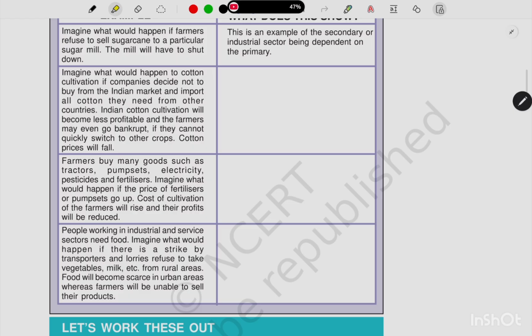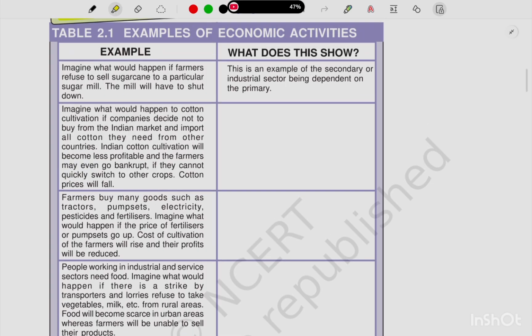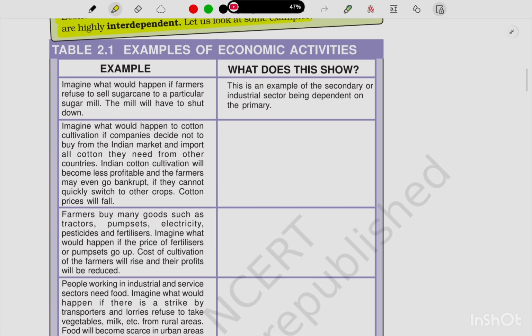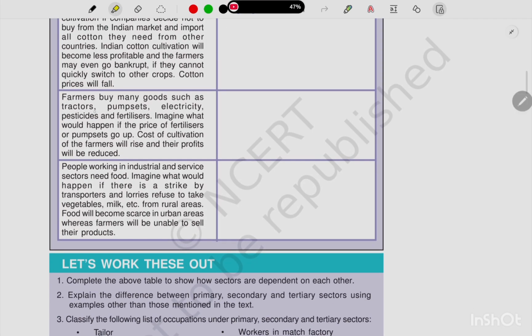Imagine what would happen to cotton cultivation if companies decide not to buy from the Indian market and import all the cotton they need from other countries. Indian cotton cultivation may become less profitable and the farmers may even go bankrupt if they cannot quickly switch to other crops. Cotton prices will fall. So this shows how the primary sector is dependent on the secondary sector.